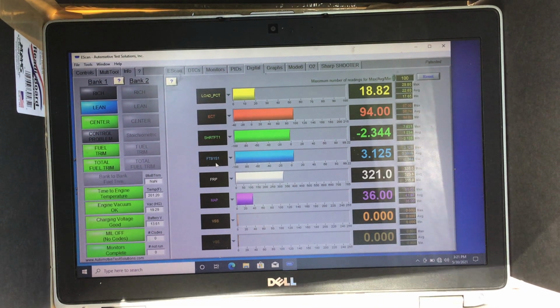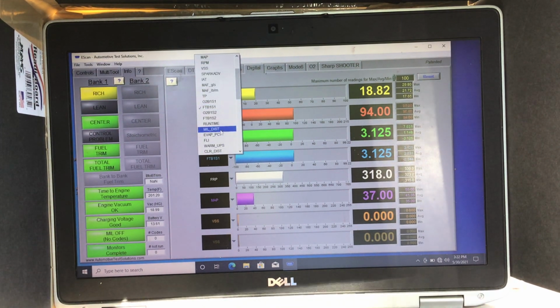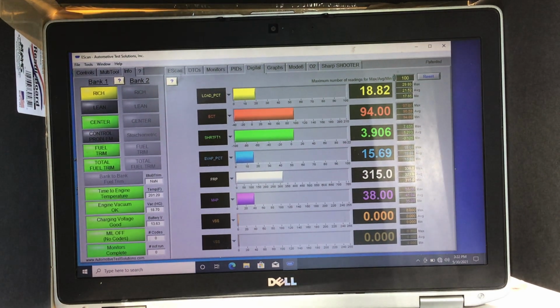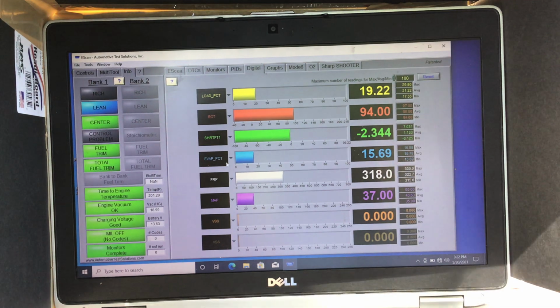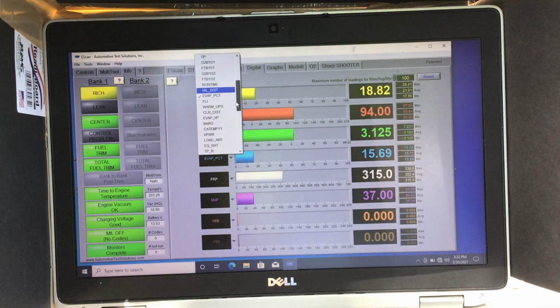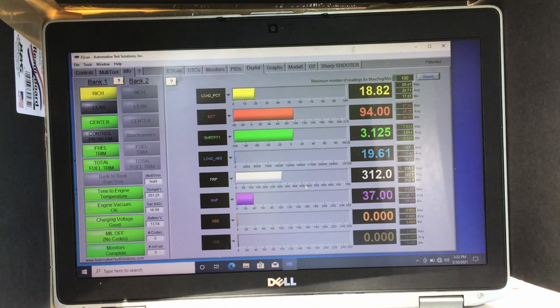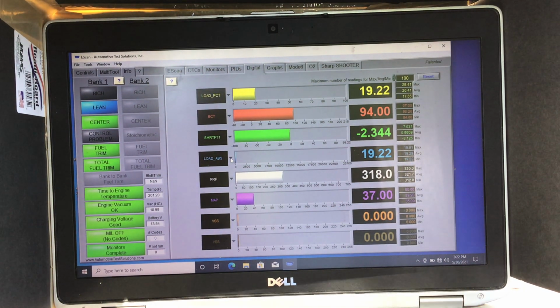Fuel trim bank one sensor one. Okay, we've seen that. That's 3.1, so that's probably pretty close to stoich. How about evap percentage? 15.69. So it's purging a little bit at idle. Nonetheless, you can see that. Let's go down the line and let's look at absolute load. Absolute load 19.61. Okay, I guess we'd call that normal for a 1.4 2014 Chevy Cruze.